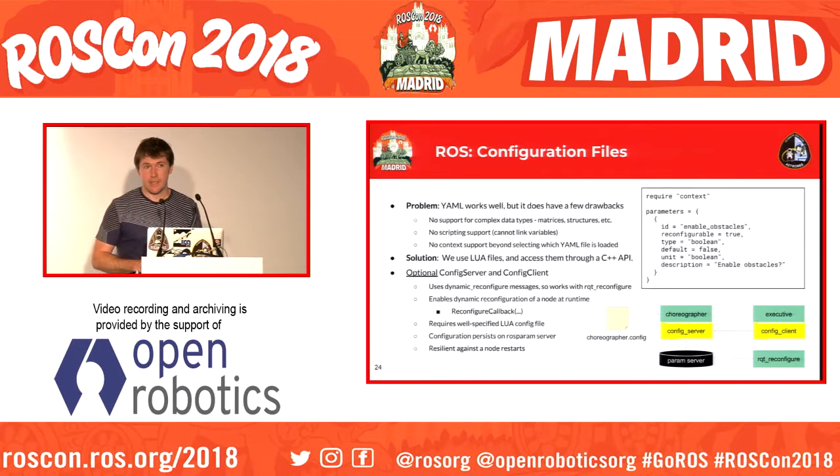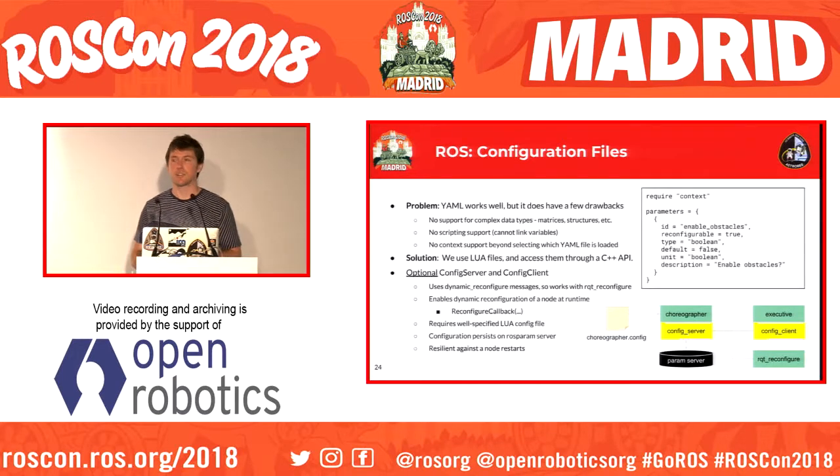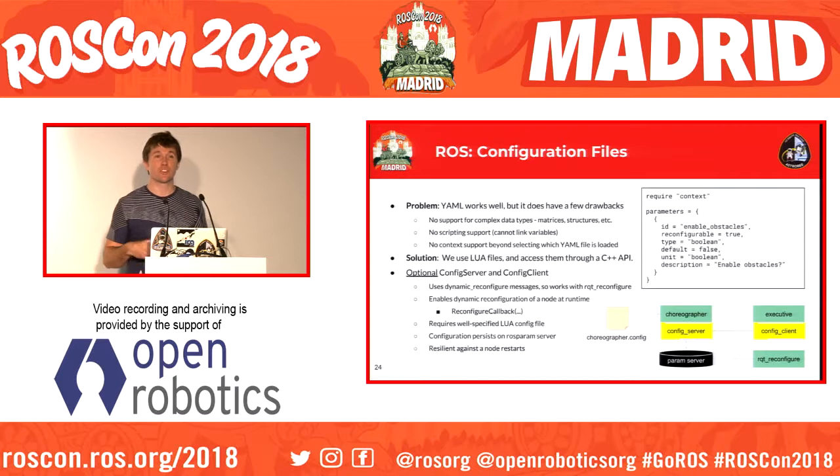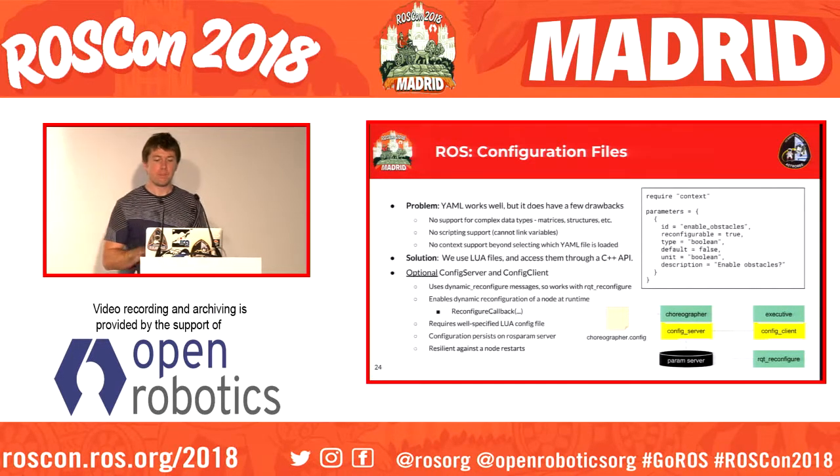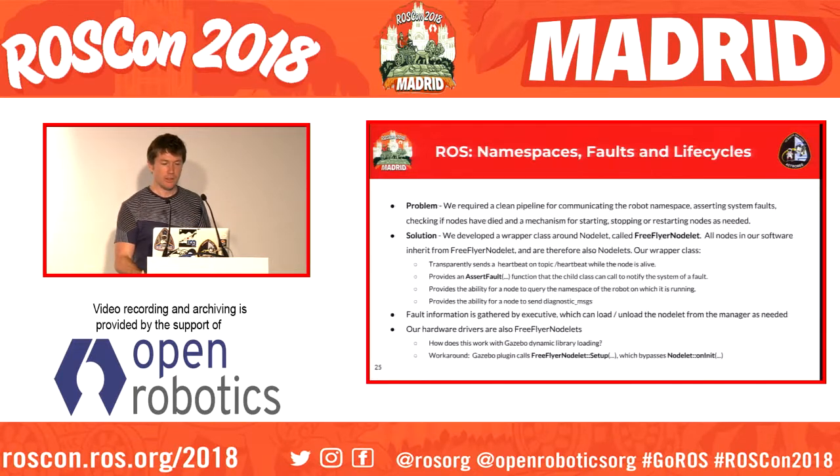We initially started using YAML, but we found it a bit restrictive for parameters, so we switched to Lua. That allows us to have a lot more complex data types, and also do some light scripting in our configuration files and link variables together and make them dependent on environment variables, which we found to be incredibly powerful. We also have a config server and config client, which actually uses the existing dynamic reconfigure messages to allow us to dynamically change a node's parameters at runtime, but through the whole Lua infrastructure.